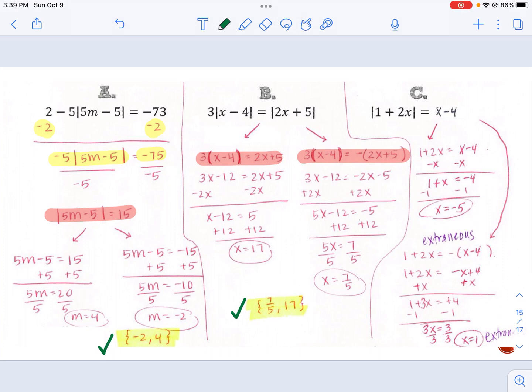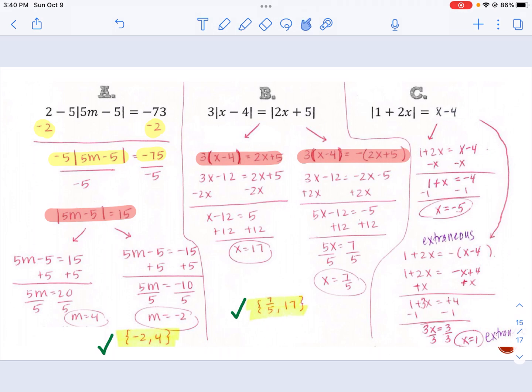In example C, once again, set them equal to the positive and the negative. I noticed that both of them were extraneous. Actually, hold on one second. Oh, no, both of them are extraneous. I'm sorry, I just totally messed up there. So when you check them, they're both extraneous. So my final answer is no solution.